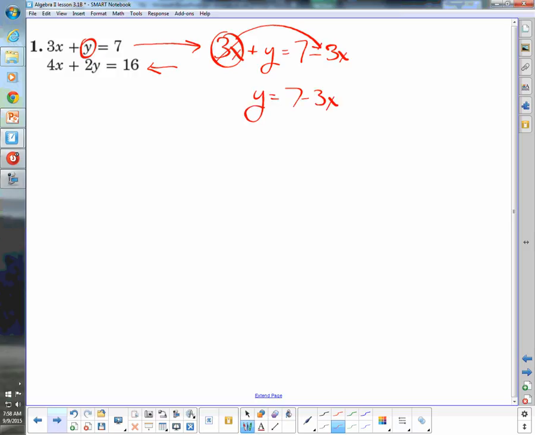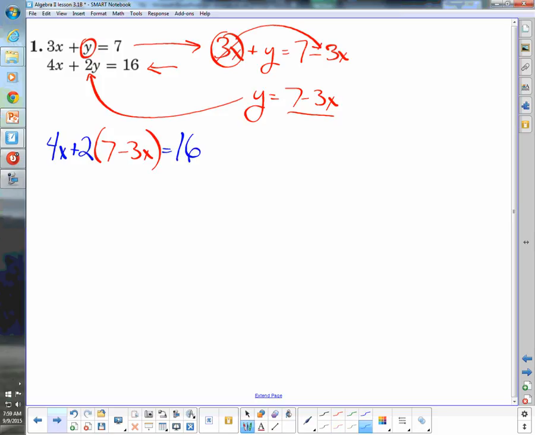Now, what you do with this equation is you're going to plug it back into this equation in place of that y. So, when I do that, I've got 4x plus 2, but instead of the y variable, I'm going to put this equation right here, 7 minus 3x. And then that's going to give me 16.